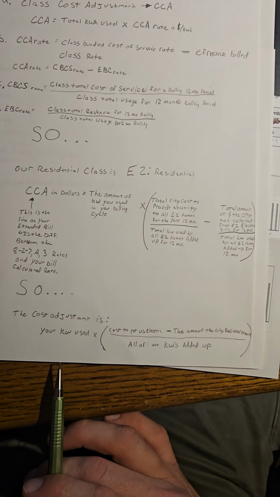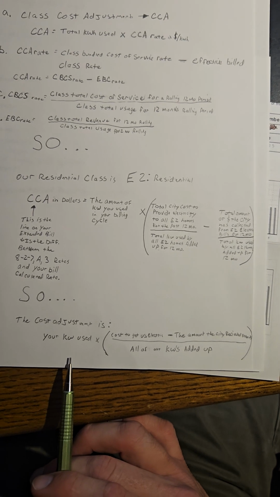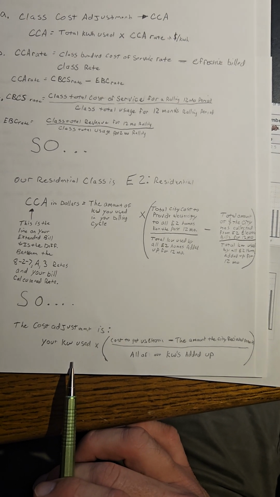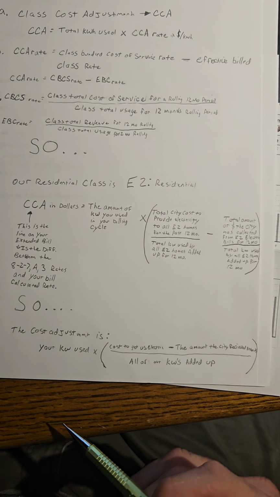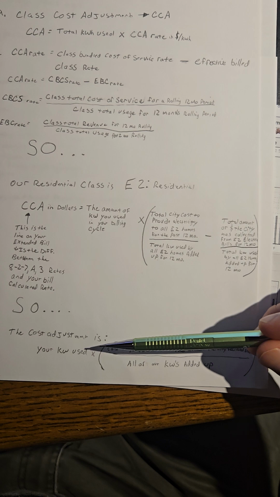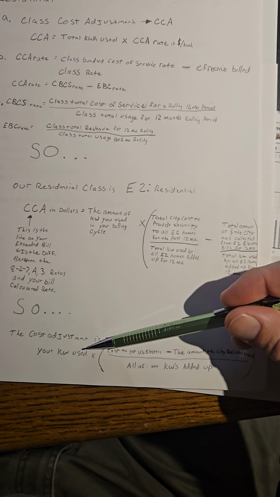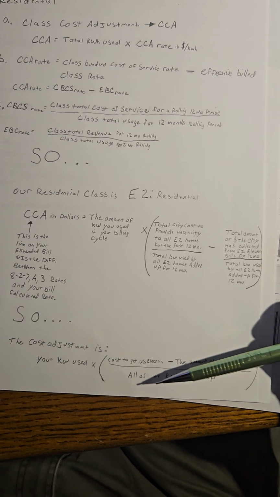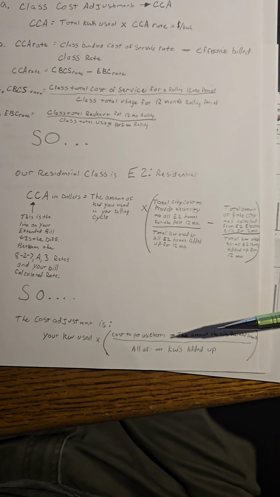So your neighbor who doesn't use any power is not going to have a large cost adjustment. But your other neighbor who may have lights on all the time, never closes their doors, runs space heaters in every room, they're going to use a lot more kilowatt hours. So their cost adjustment is going to be higher. So this is weighted based on how much you use, which is fair.